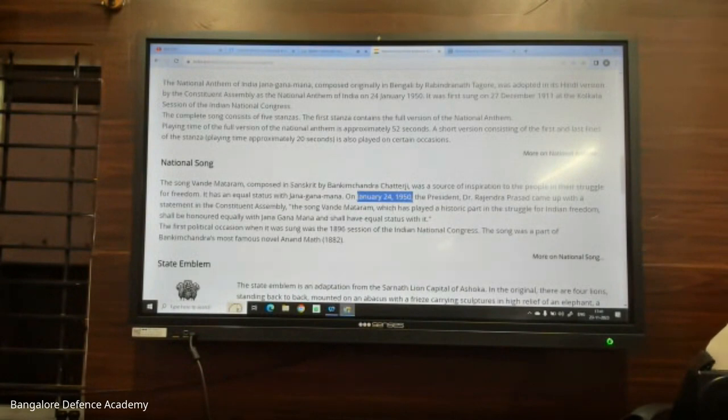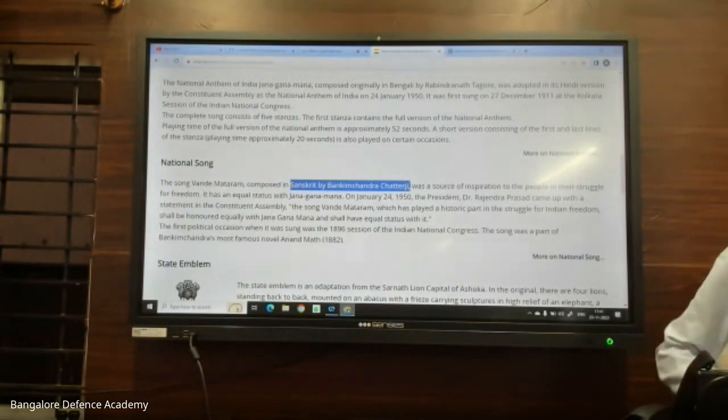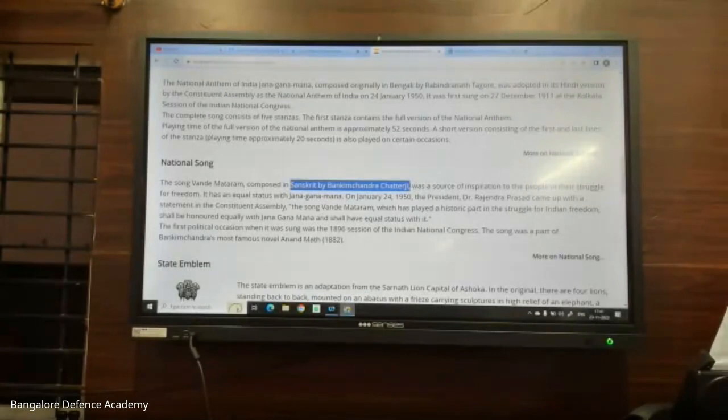And now write down the first point in this. National song. It is in which language? Sanskrit language. By whom? Bankim Chandra Chatterjee. Likho Ayush, patapat. It is in Sanskrit language by Bankim Chandra Chatterjee. Completed?